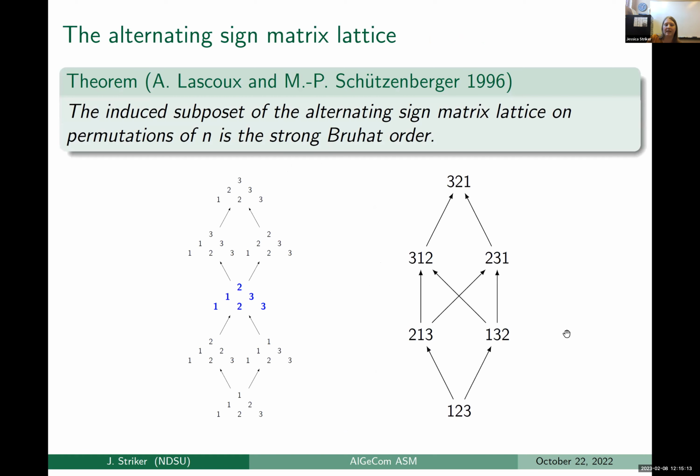And it has a neat property observed by Lascoux and Schützenberger that if you just look at the ones that correspond to permutation matrices, so it's everything actually except this one in the middle, you get the strong Bruhat order on the symmetric group. So that's kind of neat. And in fact, it's the smallest lattice that contains the strong Bruhat order as a subposet.